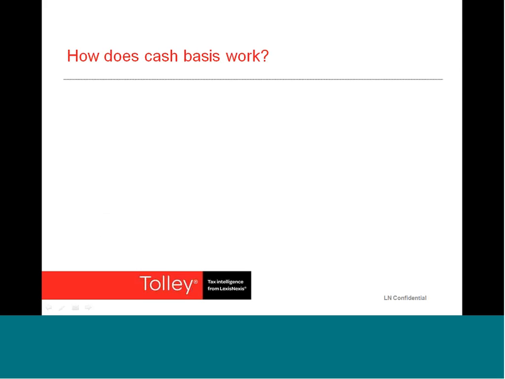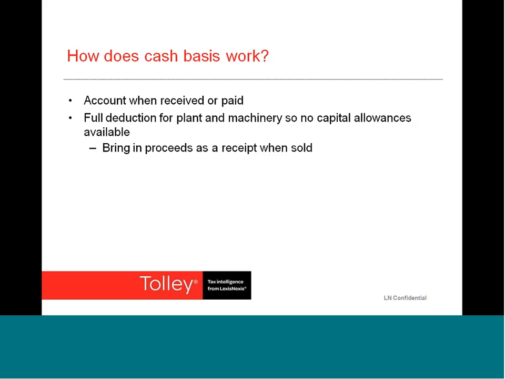Now let's have a look at how the cash basis works. And basically, it's what it says on the tin. So you basically only consider the amount when it's received, that will be your income, or when it's paid, that will be your expense. So nice and straightforward. And so if I buy plant and machinery, then I'm paying out money, that's an expense. Cash basis says put that expense through. And so what that's going to mean is there will be no capital allowances available when you buy plant and machinery. And the other side of the coin is when you sell the plant and machinery, then you will bring in the sale proceeds from the sale as income.